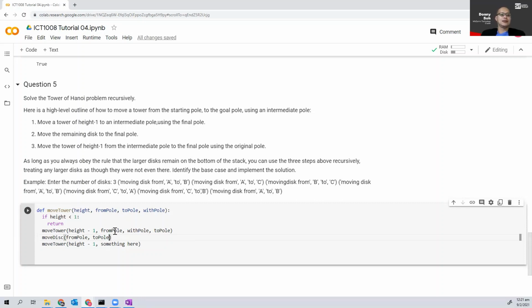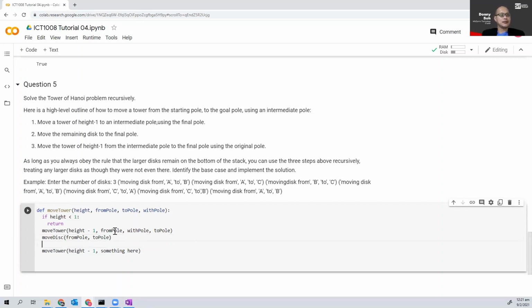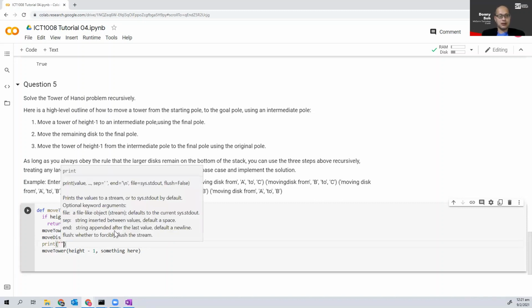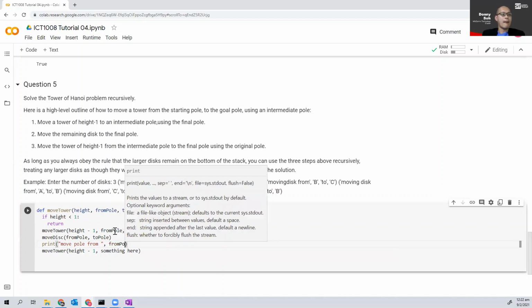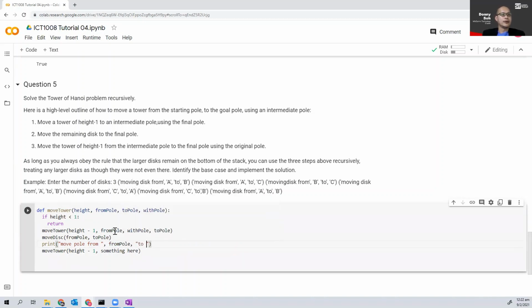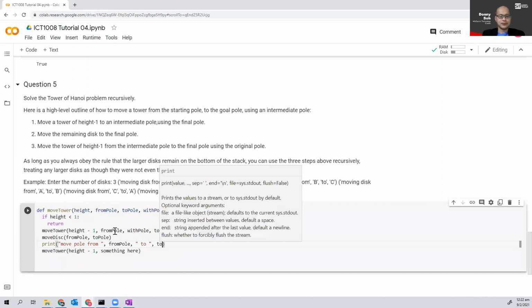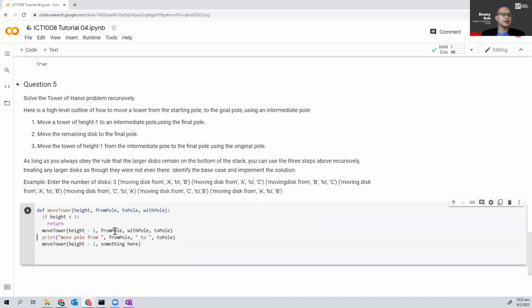After that, actually, I don't have this. I can just print to make it simpler. Move pole from... I need this. Very good. So I cut down one function. Move pole from pole to pole. I move disk, and then after that, I move back my pole.